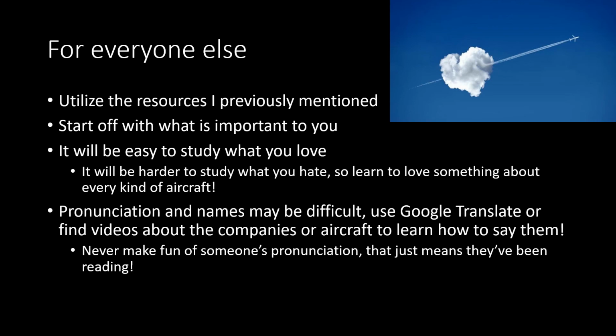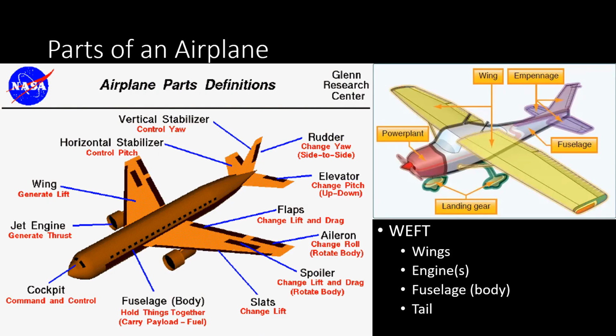When you're doing aircraft recognition, it's really useful to know the parts of the airplane, so you can understand what people are talking about when they're discussing various aircraft types. Some of the main categories you're going to be focusing on are the wings, engines, fuselage, which is kind of like the body of the aircraft, and the tail.